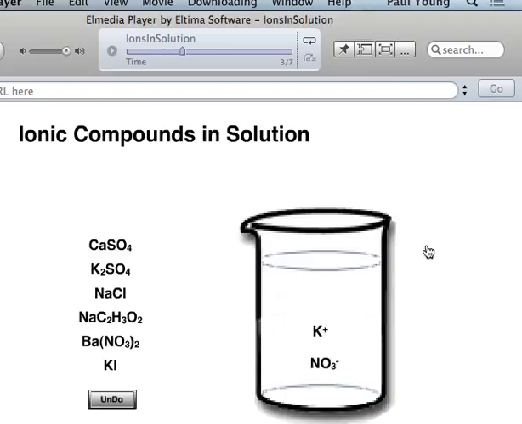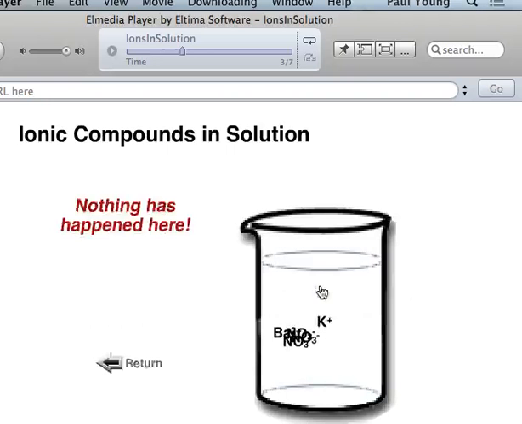If I add something like barium nitrate to it, I have barium, potassium, and now 3 nitrates, and they're just all bouncing around, but there hasn't been any chemistry here, has there? If we evaporated this down, we would still get barium nitrate and potassium nitrate. Nothing has happened.